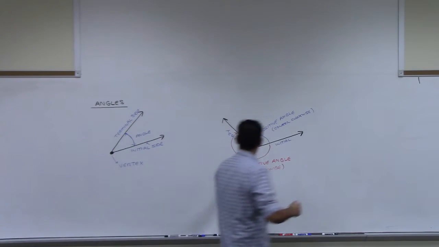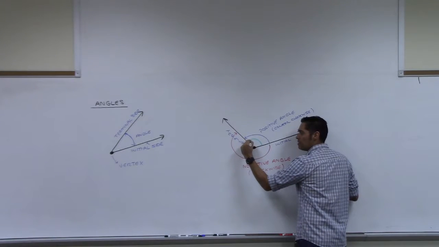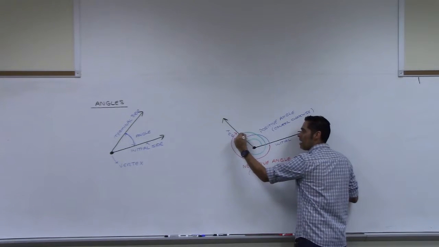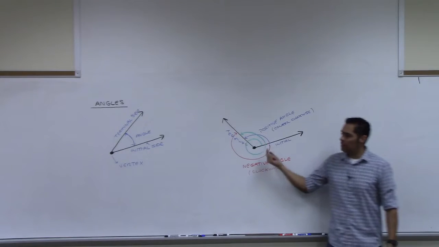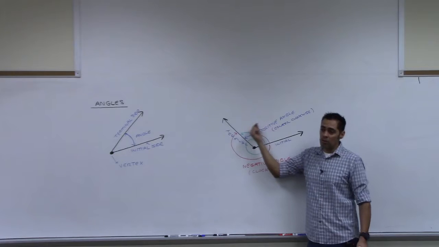I could have an angle that opens up like this counterclockwise, spins all the way around, and comes back and stops here. And that green one would be a positive angle, but it is a different angle than the blue one. Do y'all see that? Because it rotates a full rotation, then comes back.